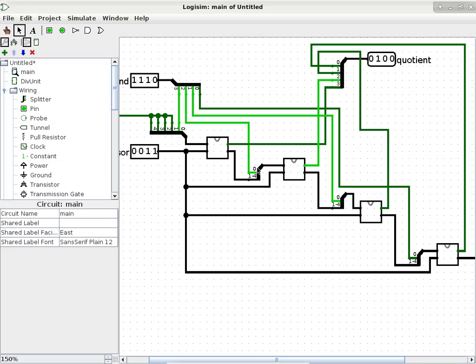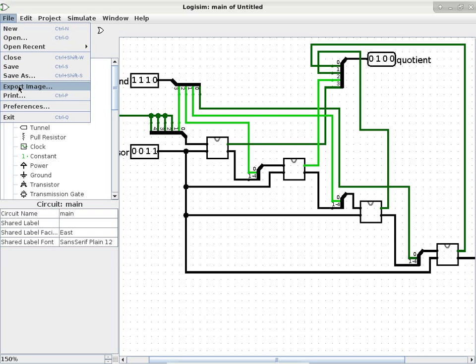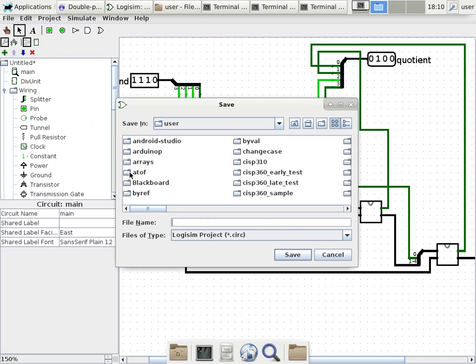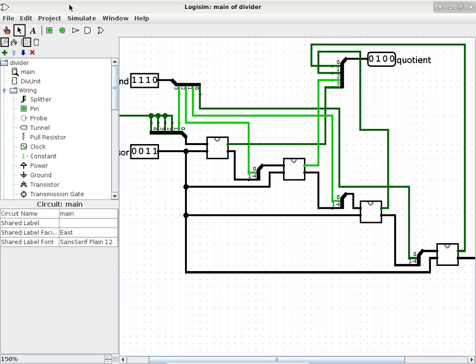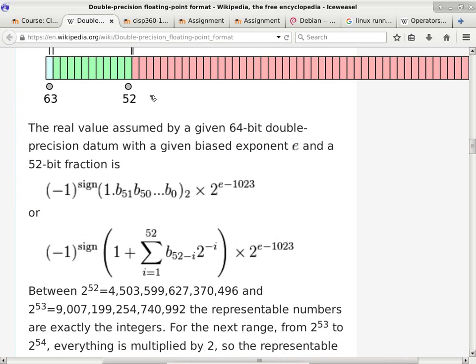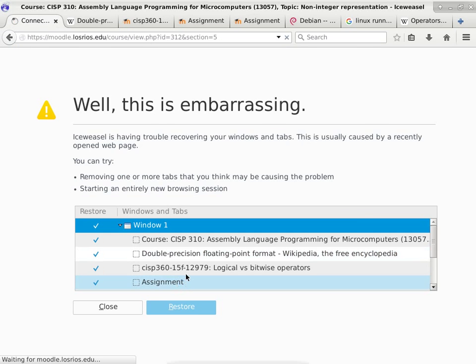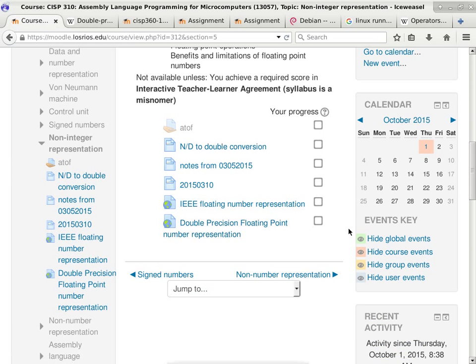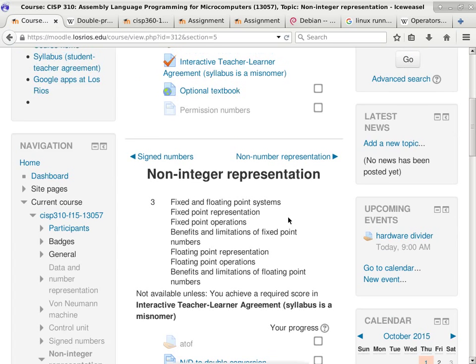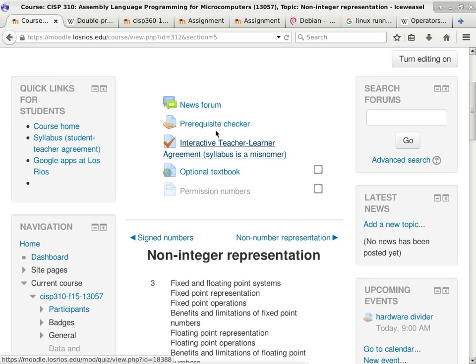If there are no other questions, I'm just going to save this one and I'll upload it to Moodle. So this way you can download it and study if you want to. Call this divider. And I'll put it into the homework assignment itself.